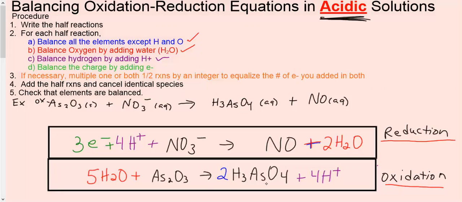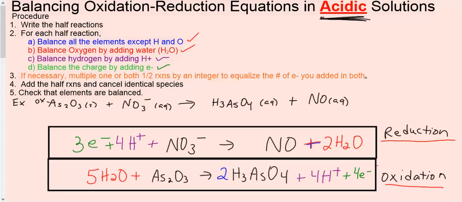If we look at the oxidation reaction, we have a total of 0 charge on the left. We have 4 positives on the right. So we need to add 4 negatives to make both sides equal 0. So we've taken care of step D.